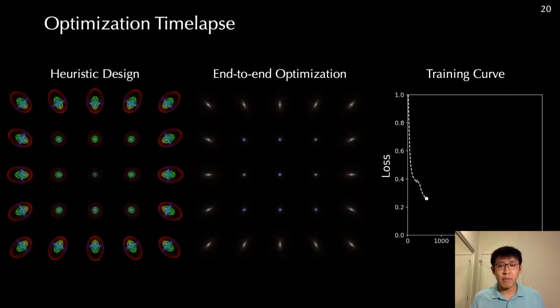Here we show an optimization time-lapse. As our optimization progresses, the meta-optic imager converges upon a setting that minimizes image error across the field of view. Because of our efficient end-to-end image simulator, this entire training process can be completed within a single day.